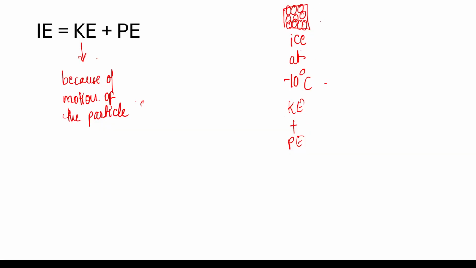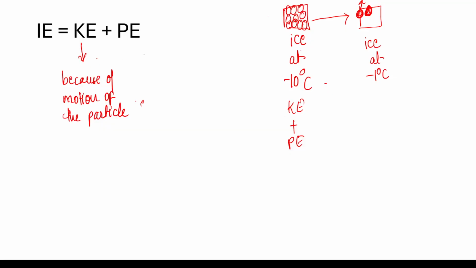Now, once I increase the temperature to, let's say, minus 5, minus 1, I've heated it. So where has my heat energy gone? What that heat energy is doing is making these particles vibrate faster. So they have increased kinetic energy. But has the intermolecular distance changed? No. So PE remains the same.